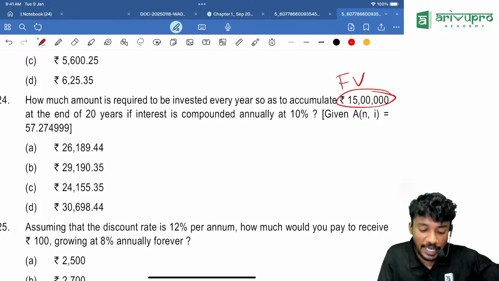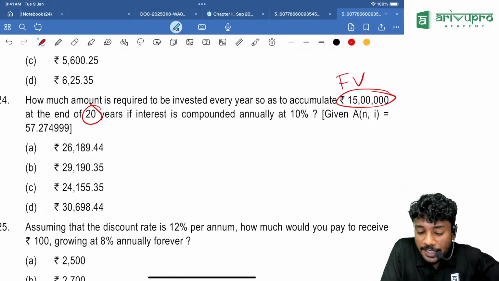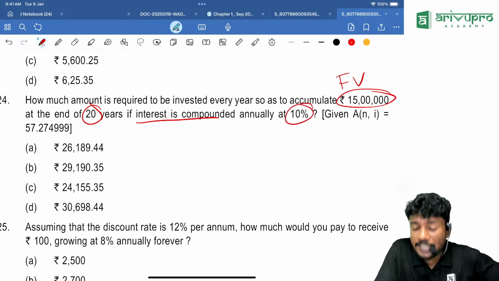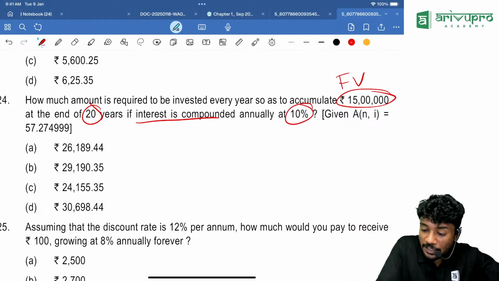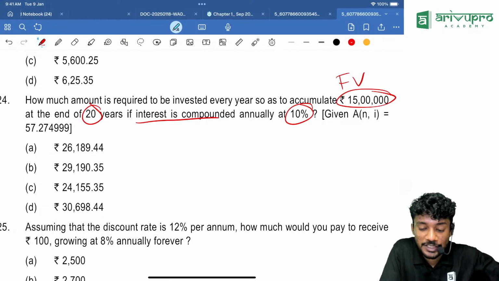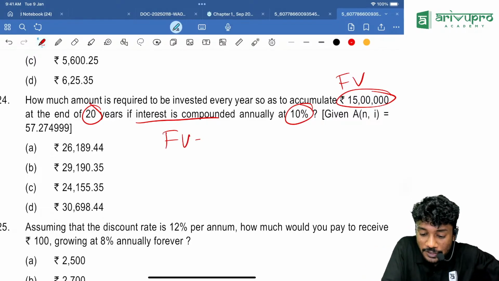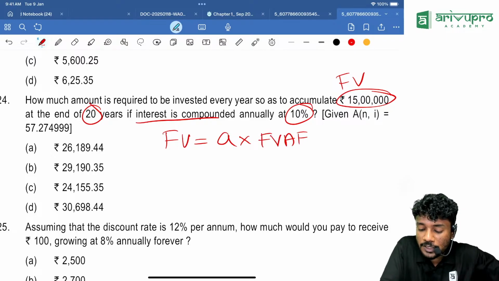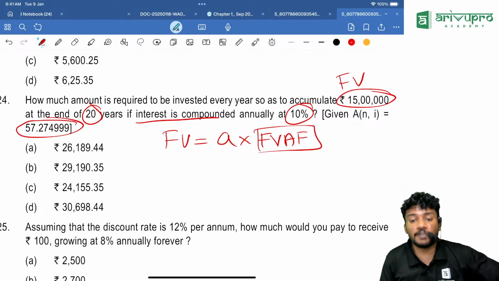That is 15 lakh at the end of 20 years, if the interest is compounded annually at 10%, given. The future value of annuity factor is given in the question. Then future value is equal to what? Annuity amount into future value annuity factor. What is the value of the future value annuity factor?